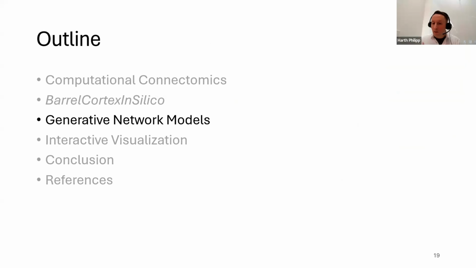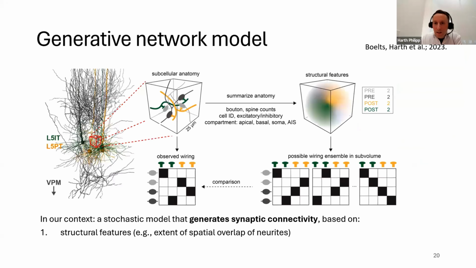Now, this sort of concluded our work about the rat barrel cortex based on light microscopical reconstructions of morphologies. One aspect in this cooperation project was to build generative network models. In our context, a generative network model is any model that predicts synaptic connectivity using a stochastic approach, using first structural features, as we have seen, the number of these boutons, the number of these spines, and they're also related to the branch length, for example.